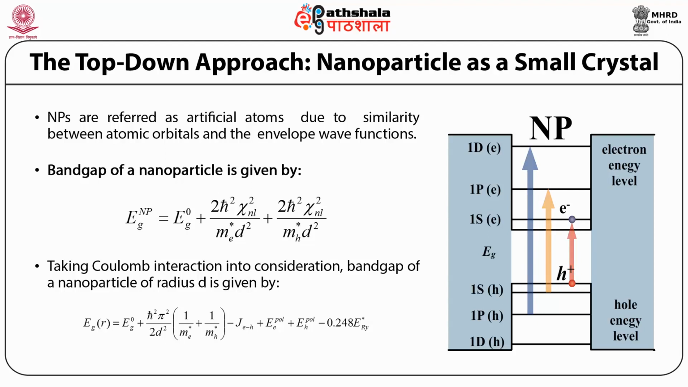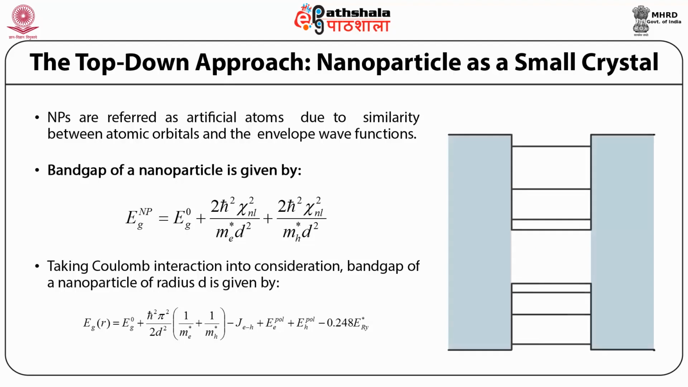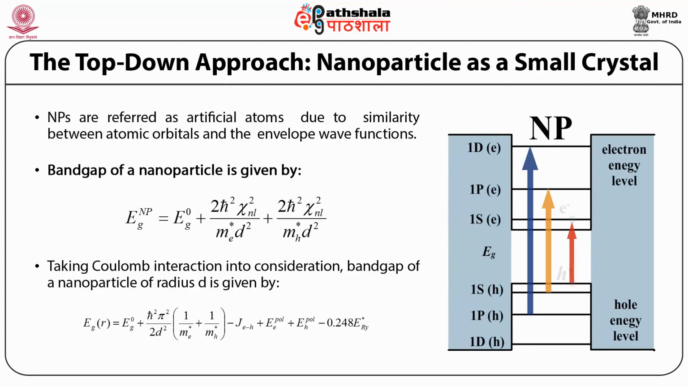Second, discrete energy levels arise at the band edges of both the conduction band and valence band. These two size-dependent effects are schematically shown in this figure, which summarizes the fact that the optical band gap of quantum dots can be tuned by simply changing their size.